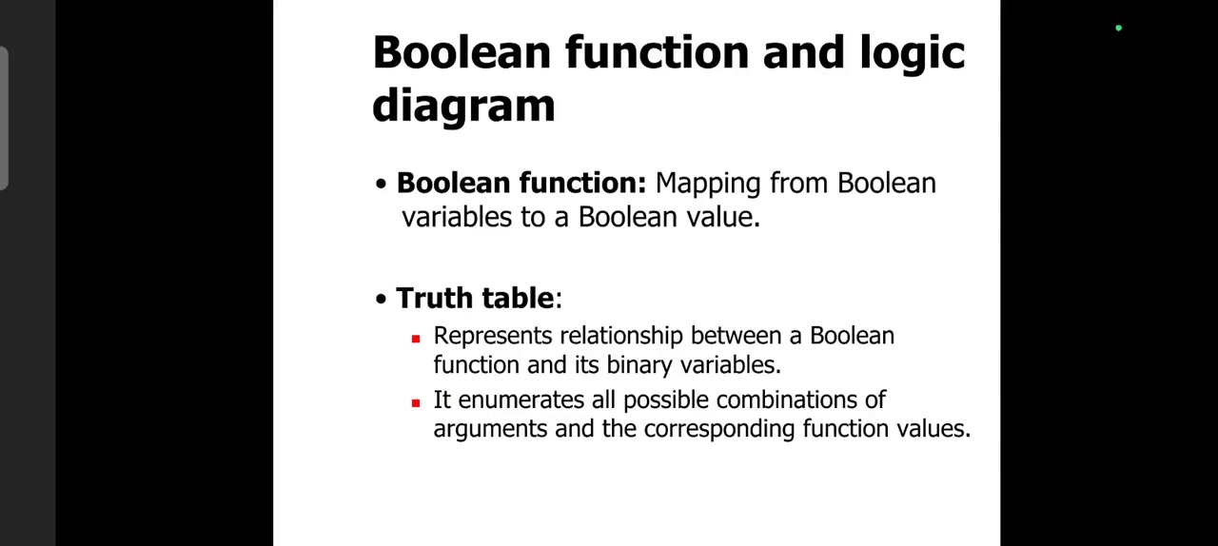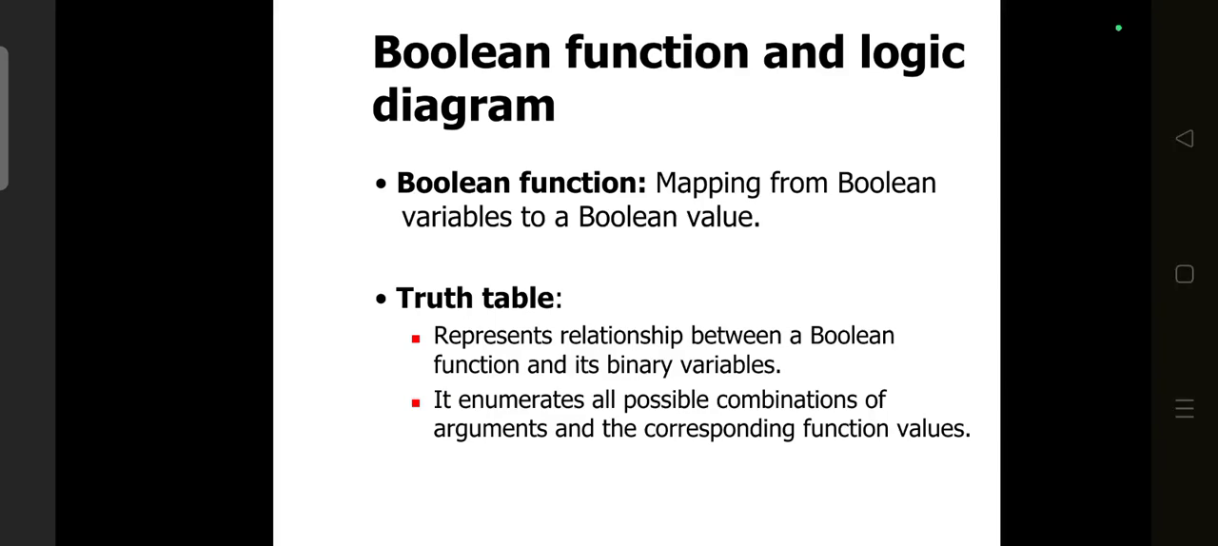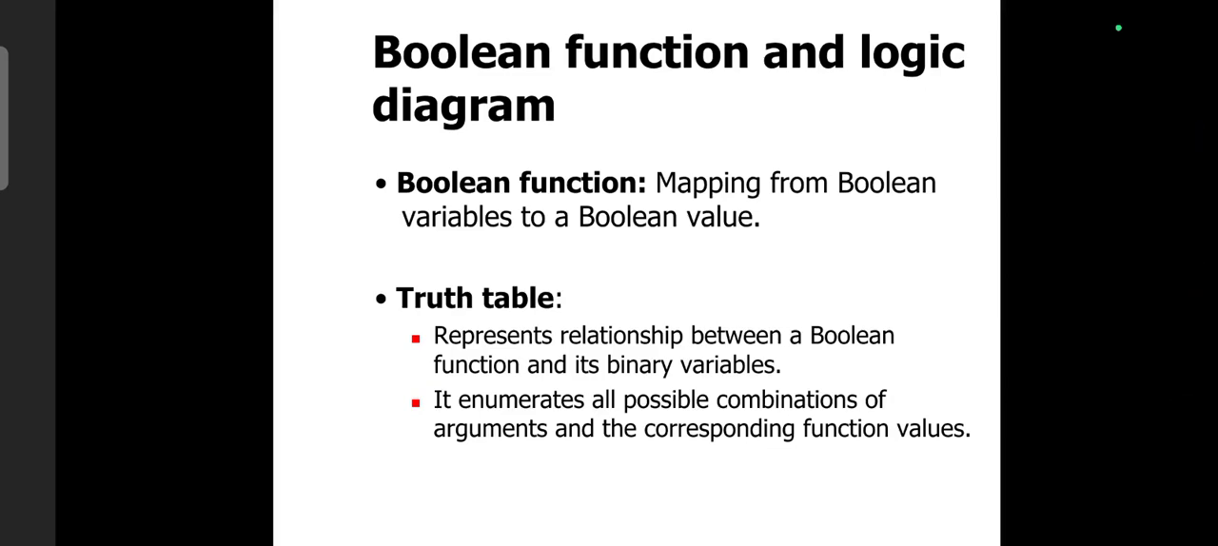For two variables A and B, there are four combinations: 0 0, 0 1, 1 0, 1 1. Truth tables are extremely important because they completely describe the behavior of a logic function. Whenever engineers design a digital system, they first create truth tables to verify that the logic behaves correctly under all possible conditions. Truth table serves as a foundation for analysis, verification, testing, and implementation.